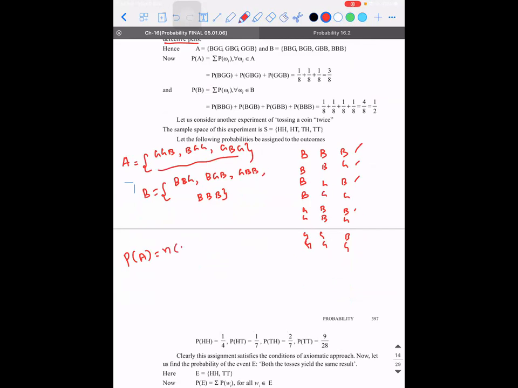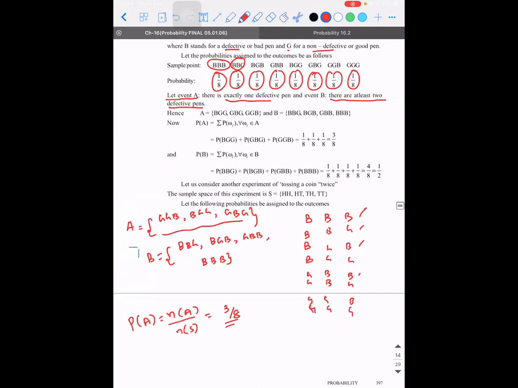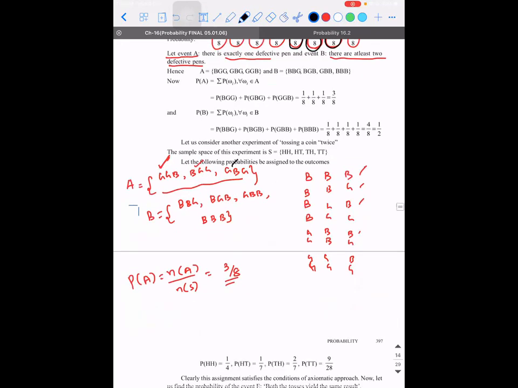It is the number of elements in A divided by the number of elements in the sample space. That will be 3 by 8. How did we get this 3 by 8? Because what is the probability of having good, good, bad? 1 by 8. The probability of having bad, good, good is also 1 by 8. And the probability of having good, bad, good is also 1 by 8. All these 3 put together give you 3 by 8. You can directly get it from the definition I gave you: the number of elements in the event A divided by the number of elements in the sample space. Similarly, what is the probability of B, guys?